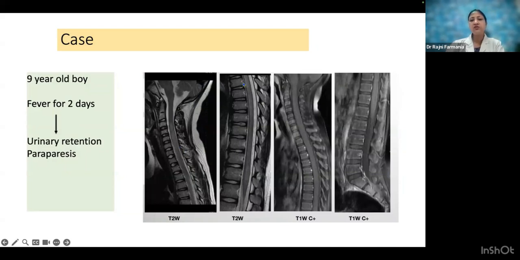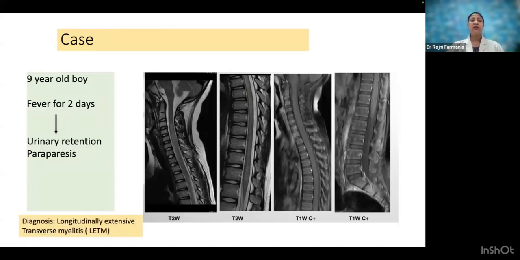So it is important when you see a scan for myelitis, that is the cord getting affected, how many vertebrae are being affected? 1, 2, 3. If you are able to see hyperintensity over more than 3 vertebrae contiguously in the scan, it is called longitudinally extensive transverse myelitis, LETM.